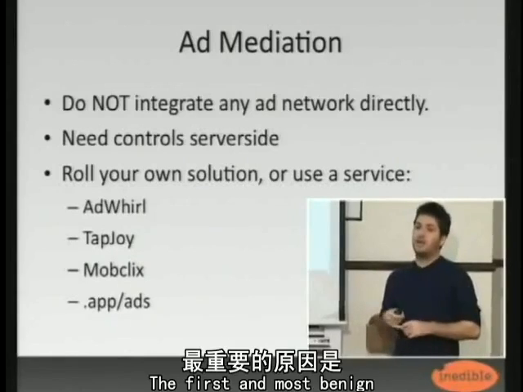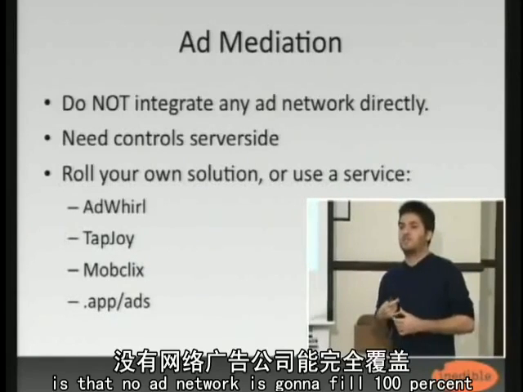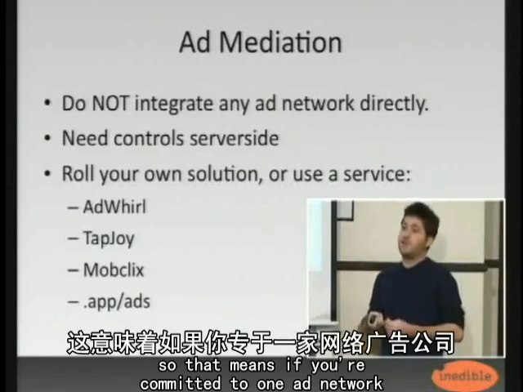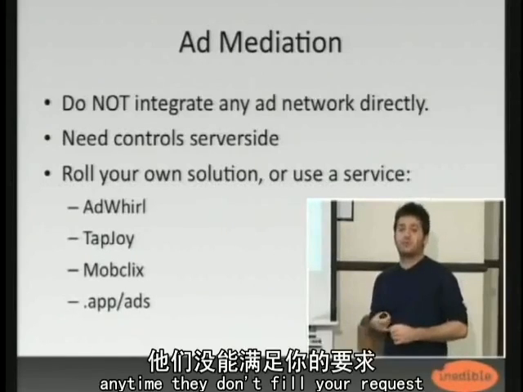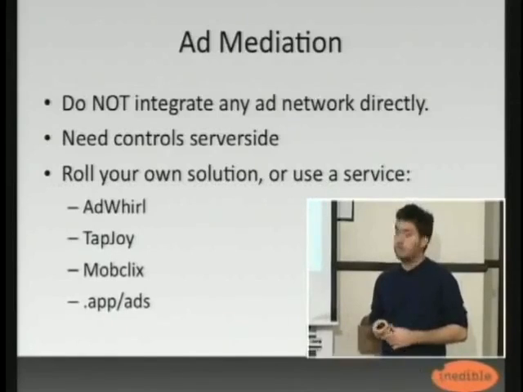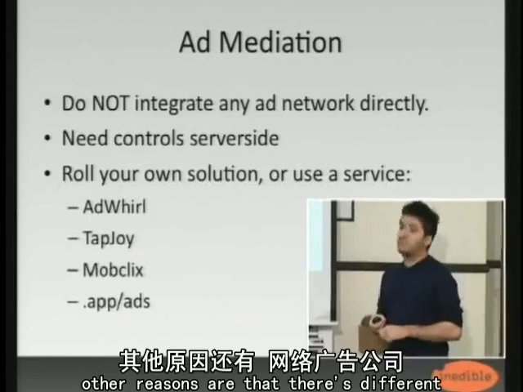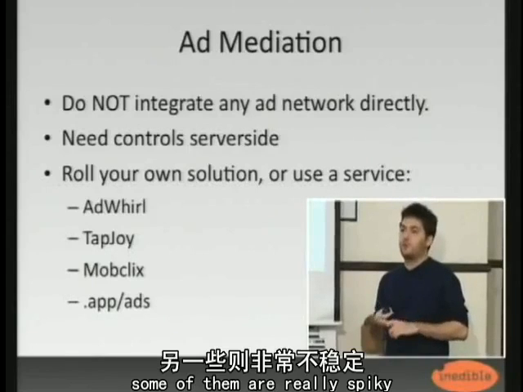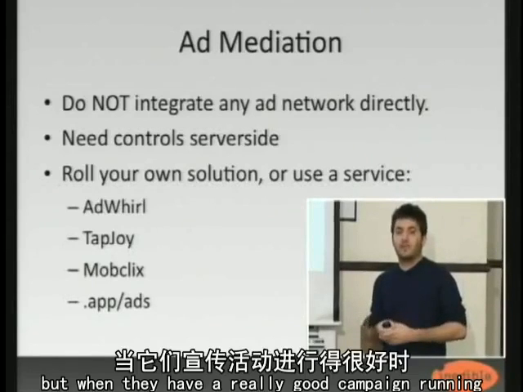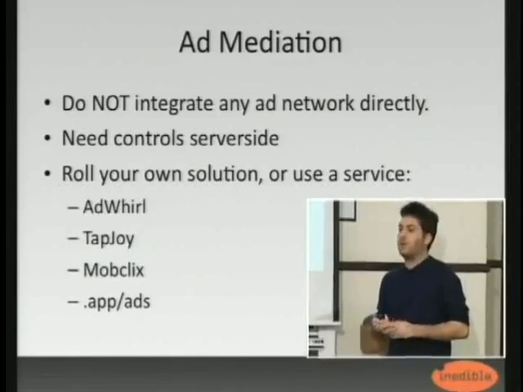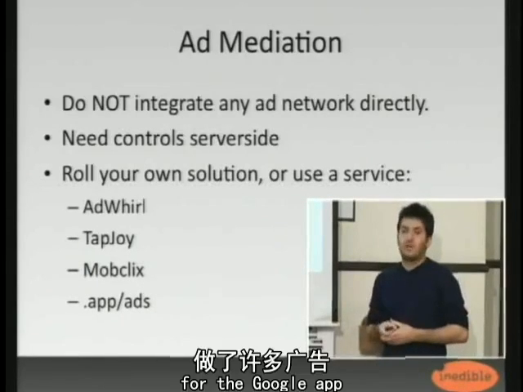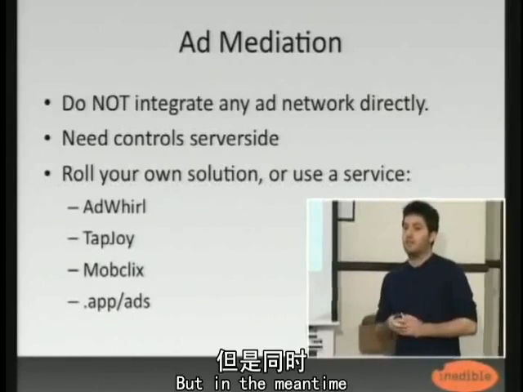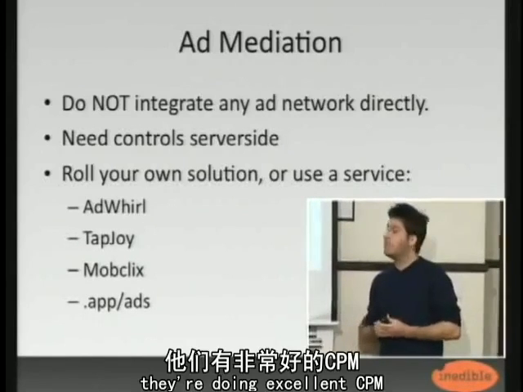The first and most benign is that no ad network is going to fill 100% of your requests for ads. So if you're committed to one ad network, anytime they don't fill your request, you're just throwing that impression away. Other reasons are that there are different kinds of ad networks. Some of them are slow and steady. Some of them are really spiky, but when they have a really good campaign running, you'll get a lot of money. Right now, we're running a lot of ads for the Google app. When that campaign goes away, that advertiser might dry up, but in the meantime, they're doing excellent CPM.